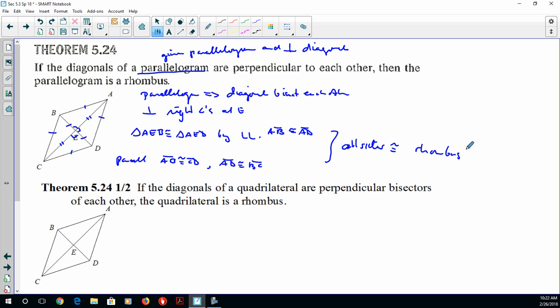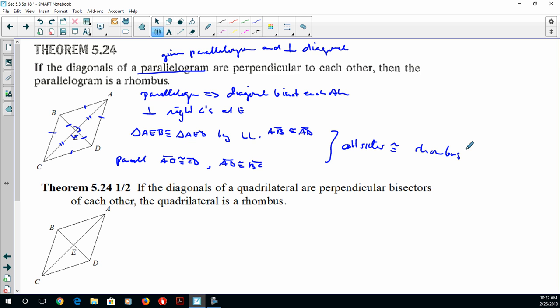So I called it 524.5, since this is where it would fit if you were doing this. It says if the diagonals of just a quadrilateral are perpendicular bisectors of each other, the quadrilateral is a rhombus. So if you want to make a rhombus, make some perpendicular bisectors. Okay. This is a quick little application here.